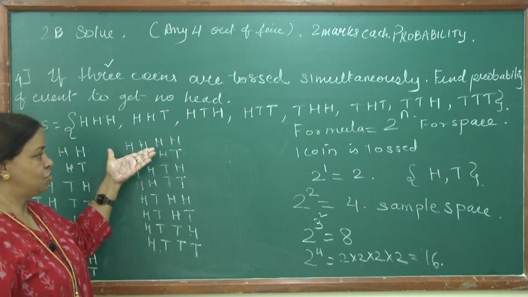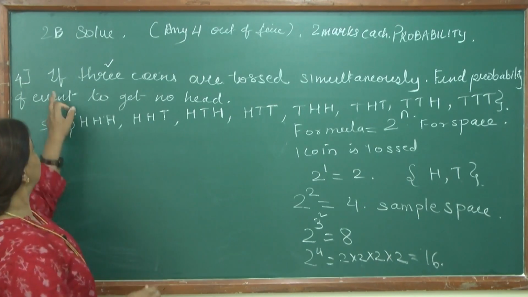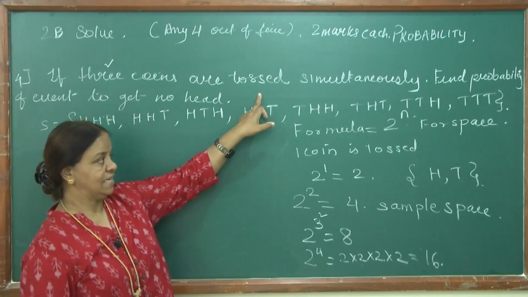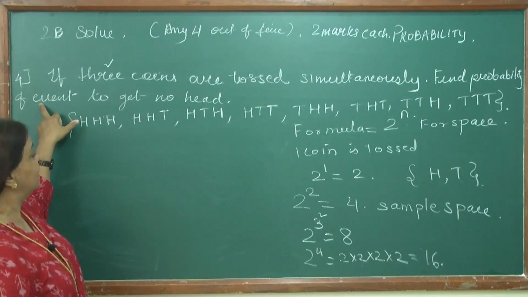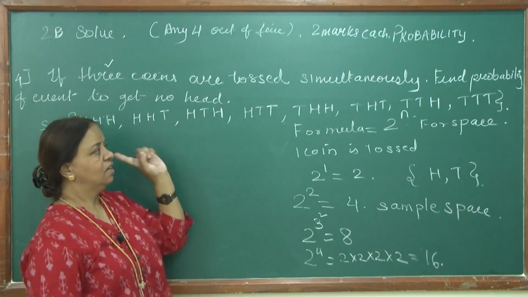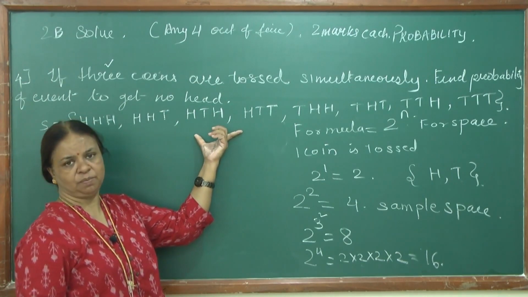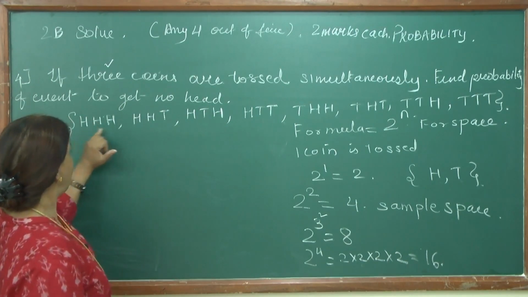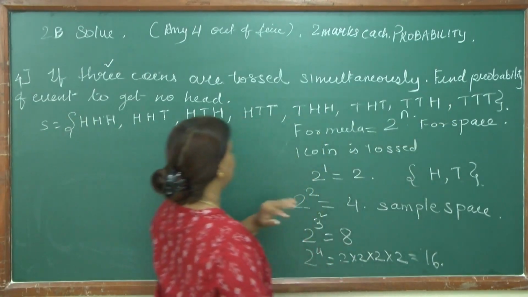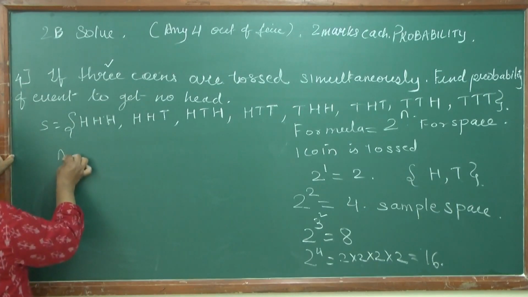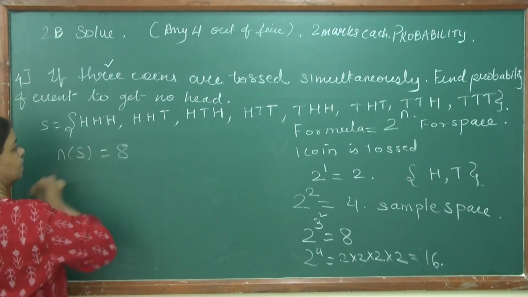So let's go to the question, children. The question is: 3 coins are tossed simultaneously and we have to find the probability of getting the event of no head. When you write the sample space of 3 coins, 1, 2, 3, 4, 5, 6, 7, 8, the number of sample points is equal to 8.